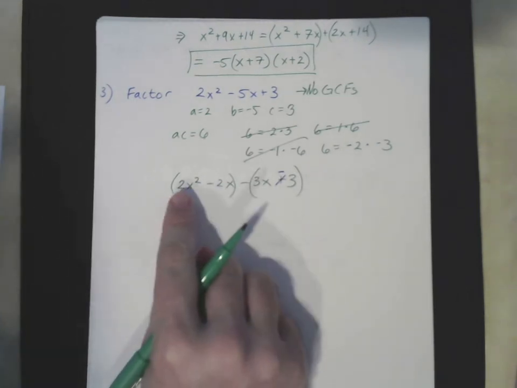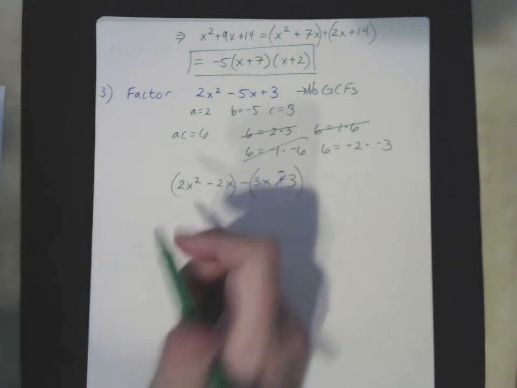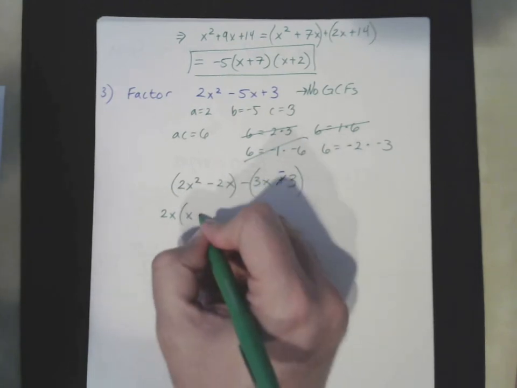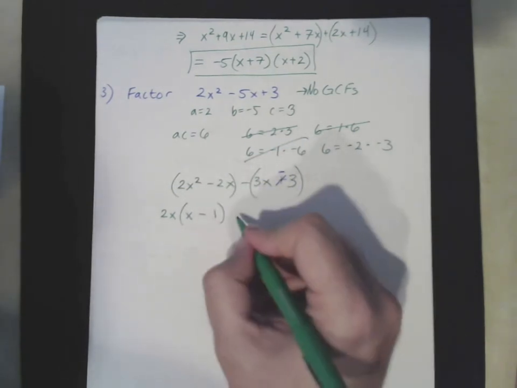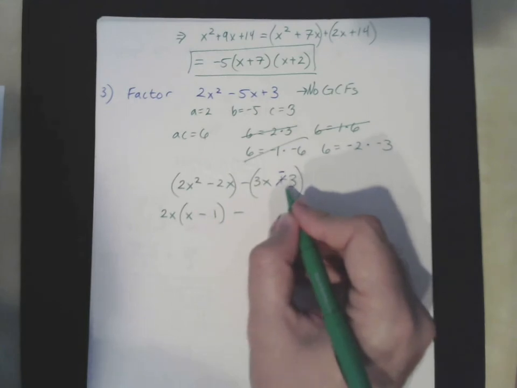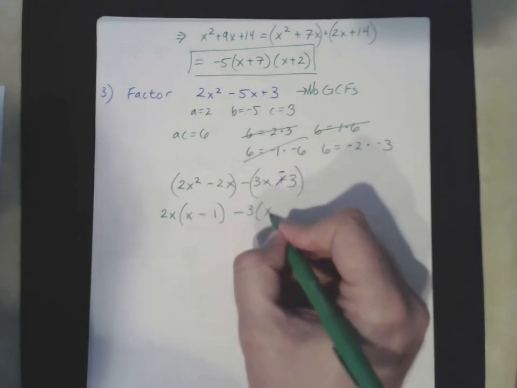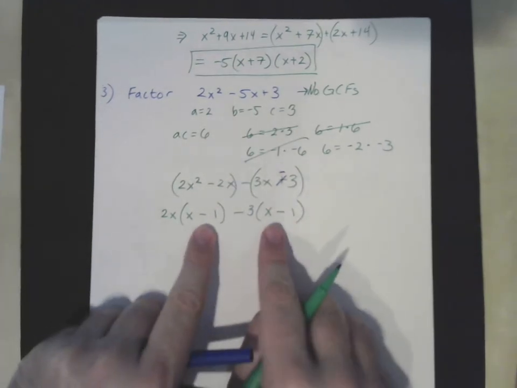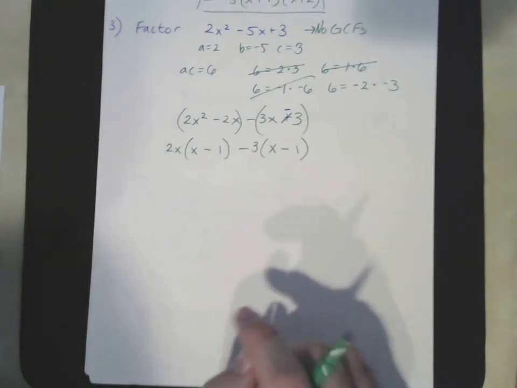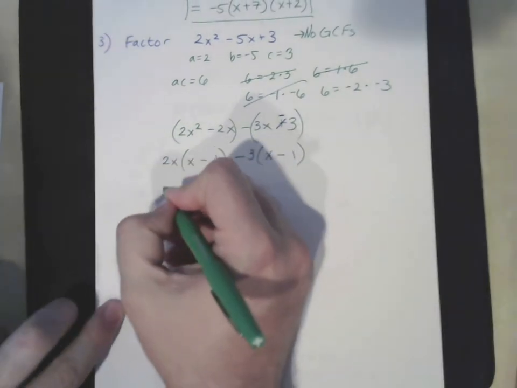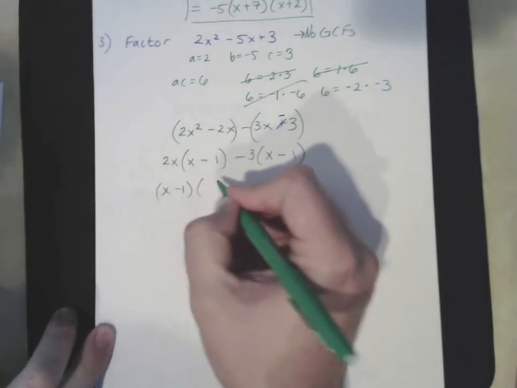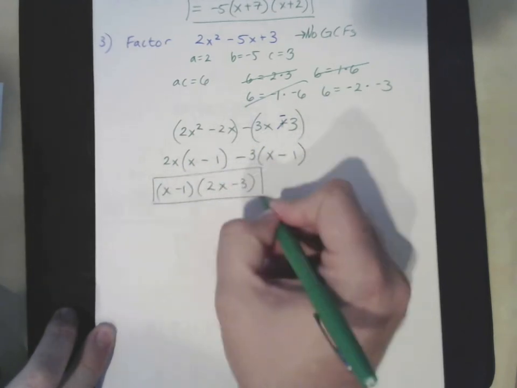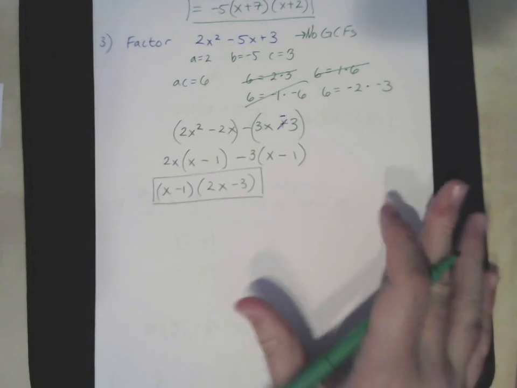So we can factor out a 2 from both of these and an x. So 2x leaves us with just 1x here and just 1 here. And over here we can factor out a 3. And that's going to leave it with an x, a minus, and a 1. And again, double checking ourselves, we have x minus 1 on both of these, so we know that that's correct. So factoring the x minus 1 all the way to the outside leaves us with 2x minus 3. And that is our final factored version.